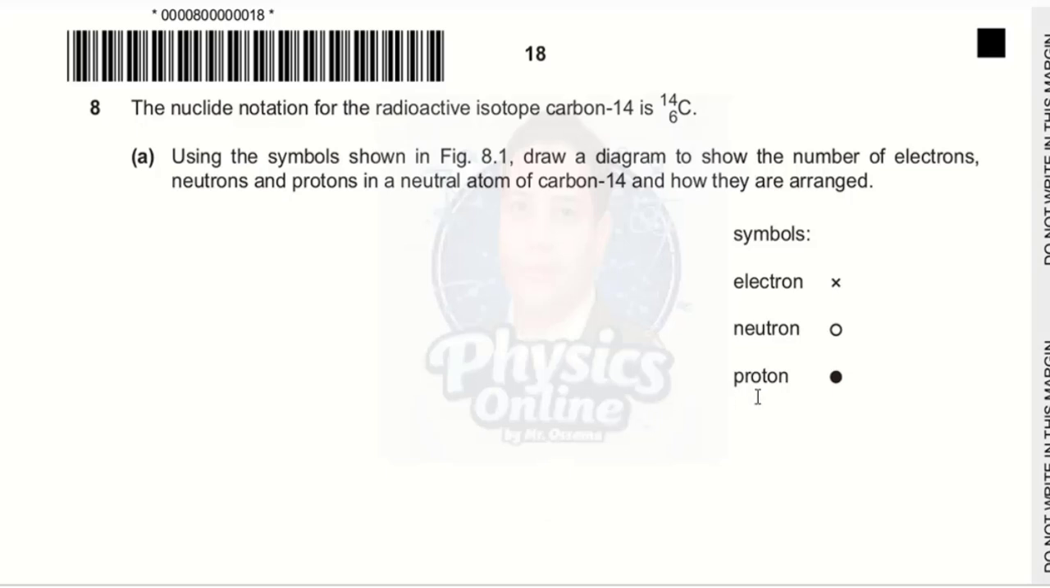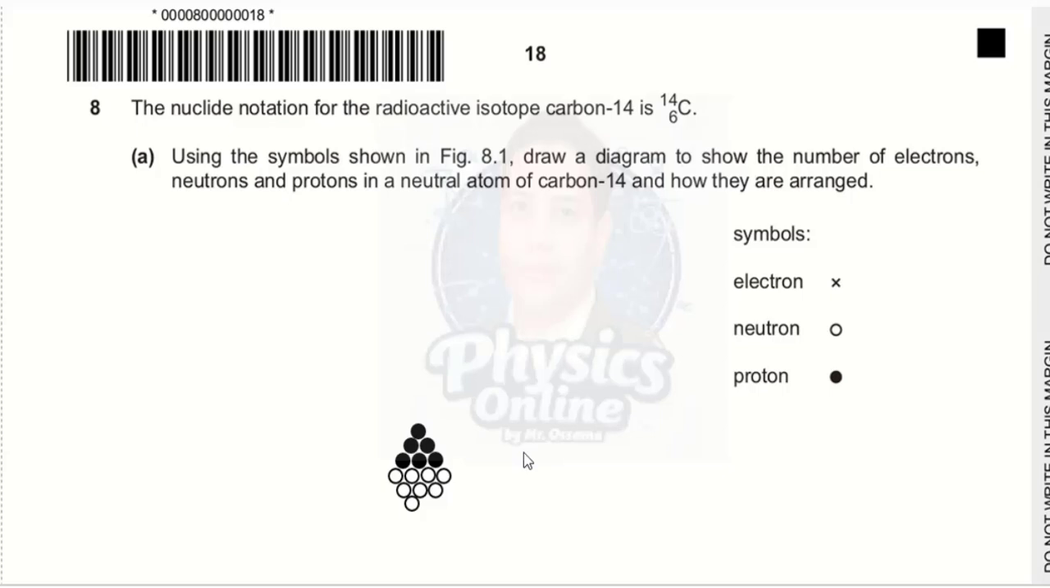There are protons and neutrons. Protons, as you see in the symbol here, are a black circle. We have 6 protons, so we'll draw 6 protons. Then we'll draw neutrons. How many neutrons? 14 minus 6, 8. We draw the symbol, a white circle. 8 white circles: 1, 2, 3, 4, 5, 6, 7, 8.